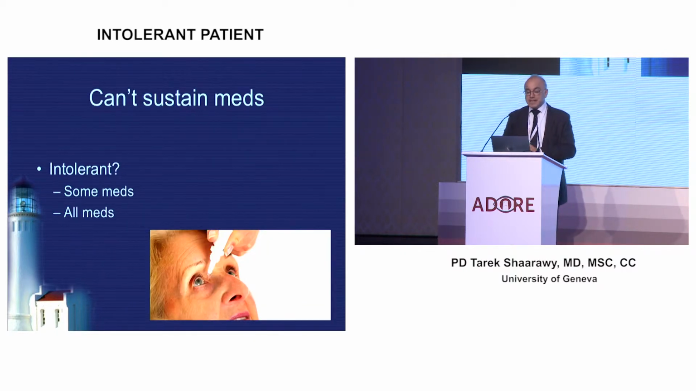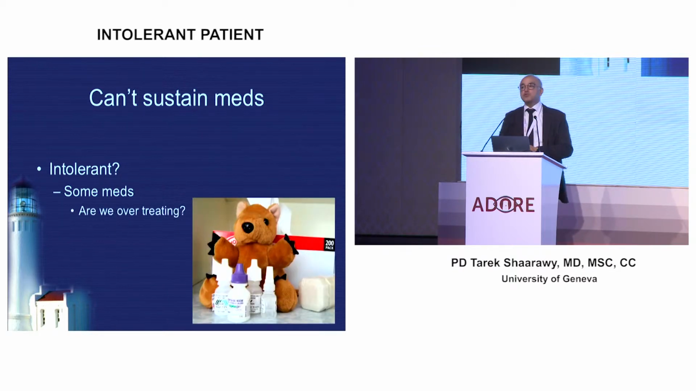Now, patients who can't sustain medications and are intolerant, some of them are intolerant to some medications and others are intolerant to all medications. So let's consider first those who are intolerant to some medications. Well, the first question that we should ask ourselves is, are we giving enough or are we giving too much medication? In many cases, we overprescribe. In many cases, we're giving patients 4 molecules in 4 bottles, each with its own preservative, and that is too much. Do we need all that? And again, do we need to increase medical therapy or not?